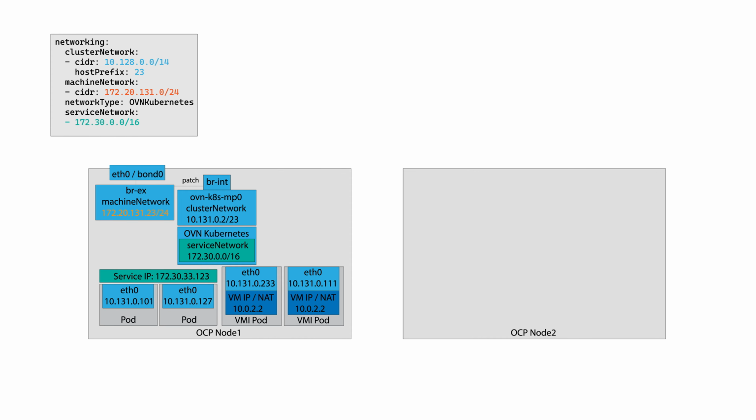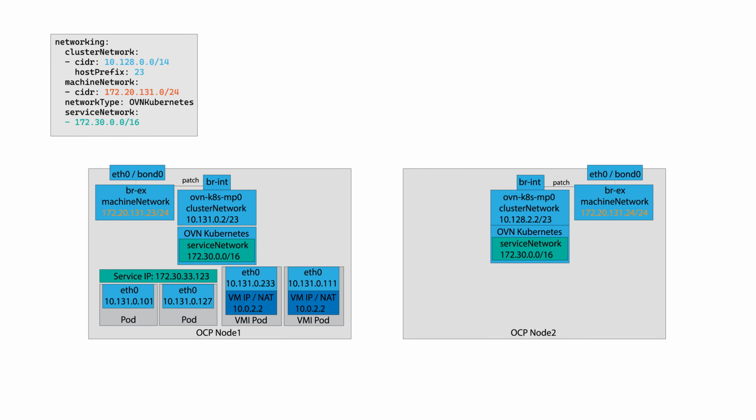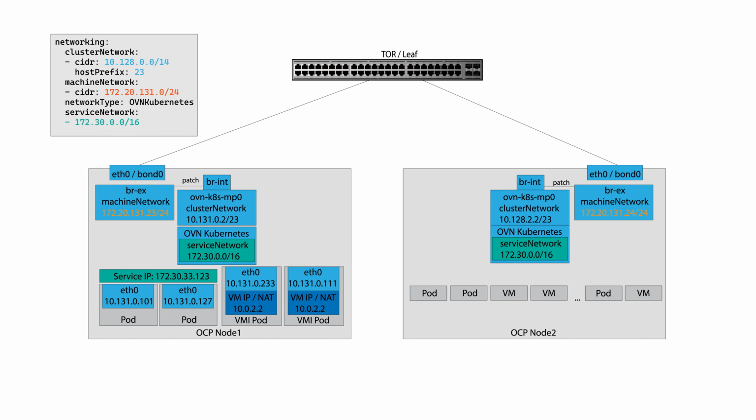Let's add the second OCP node with its own physical interface. Add the BRX with our external machine network, patch integration bridge, then cluster and service network. Please note the cluster network IP is now in a different layer 3 network than the first node. Finally, let's deploy some pods and VMs and physically connect the OCP nodes with a switch.